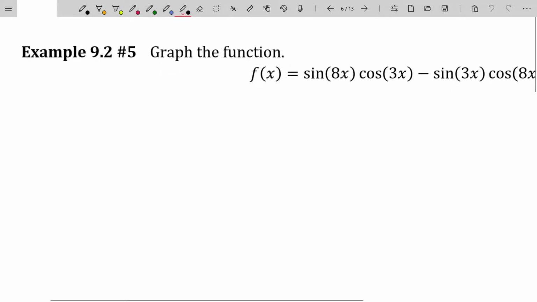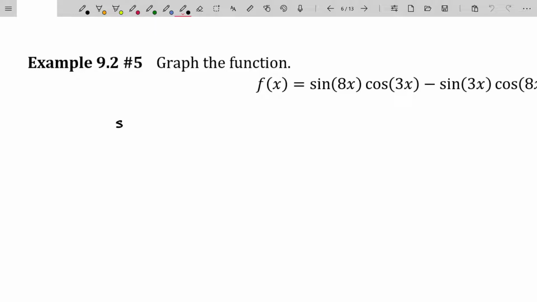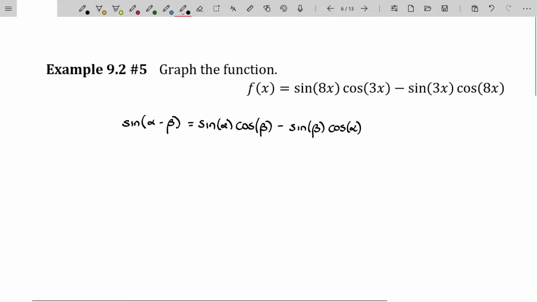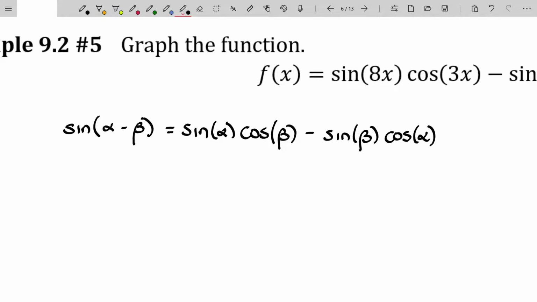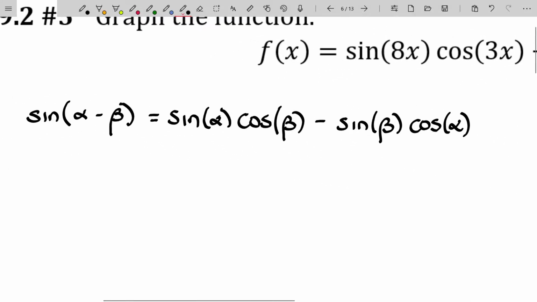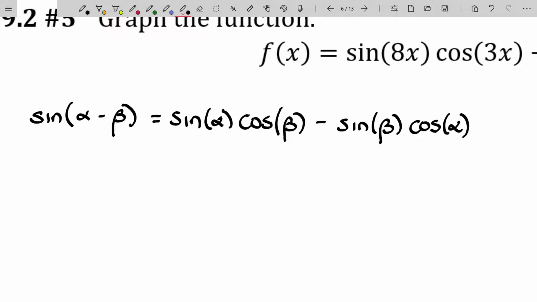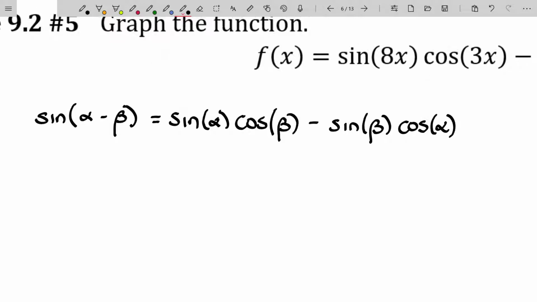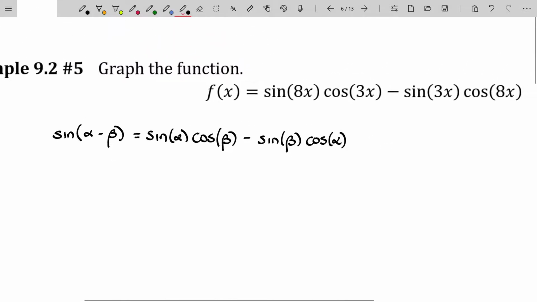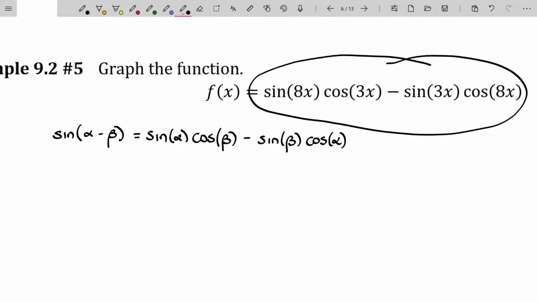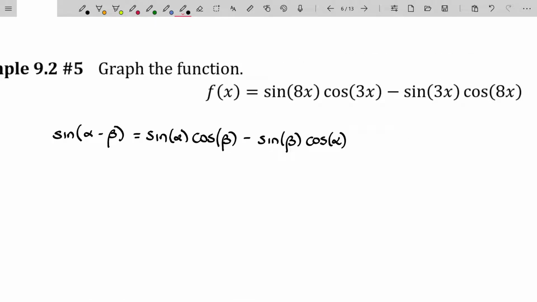However, there is a sum identity or a difference identity specifically. Sine of alpha minus beta is sine alpha cos beta minus sine beta cos alpha. Remember that cosine of a sum or a difference goes cos cos sine sine. For the sine of a sum or difference, each term involves sine and cosine. So when I see two terms, and they both involve sines and cosines, then I know it's likely a sum or a difference formula for the sine.